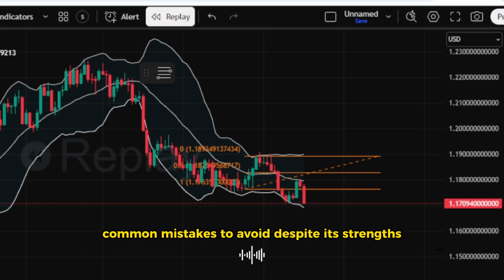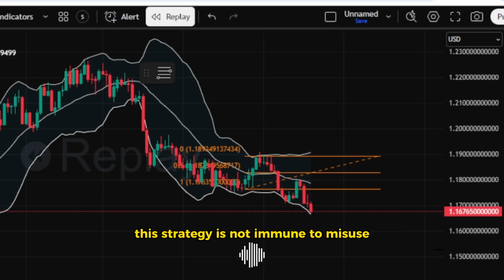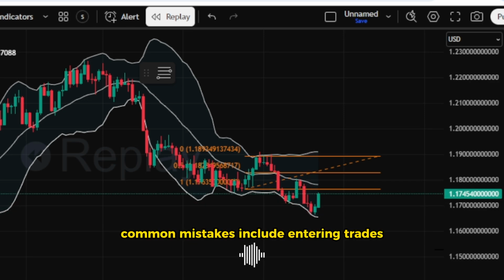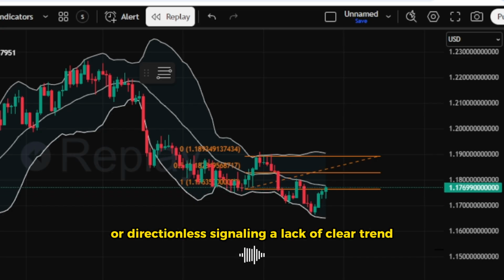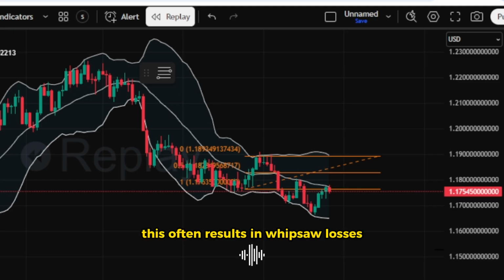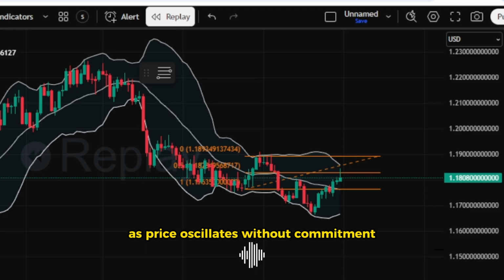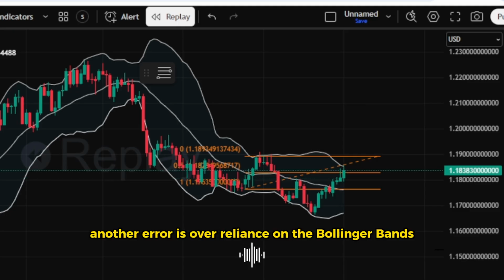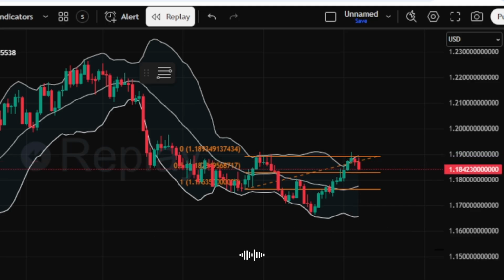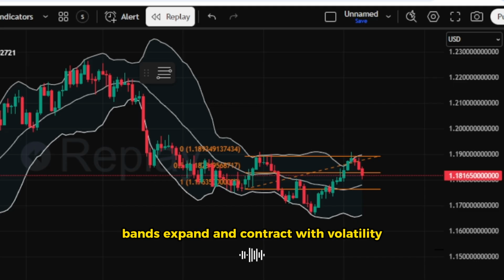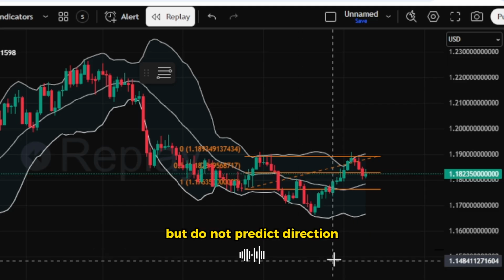Common mistakes to avoid. Despite its strengths, this strategy is not immune to misuse. Common mistakes include entering trades when the exponential moving average is flat or directionless, signaling a lack of clear trend. This often results in whipsaw losses as price oscillates without commitment. Another error is over-reliance on the Bollinger Bands alone, without regard for broader market structure or momentum conditions. Bands expand and contract with volatility, but do not predict direction.